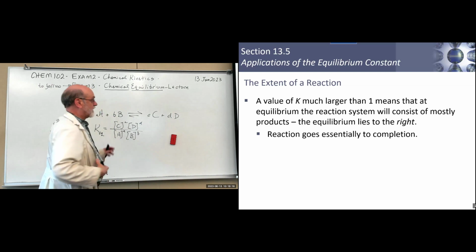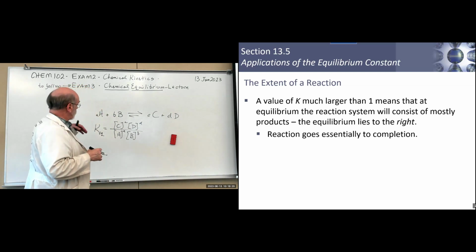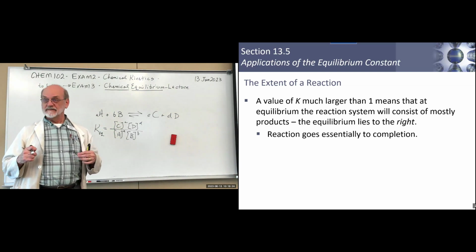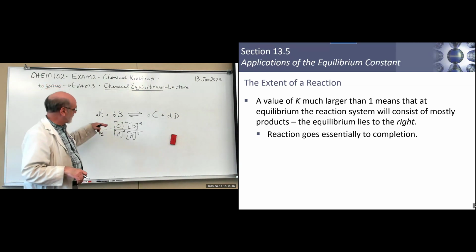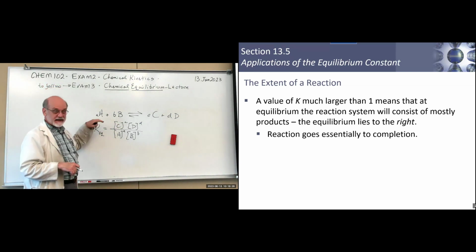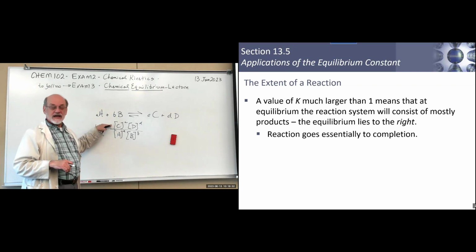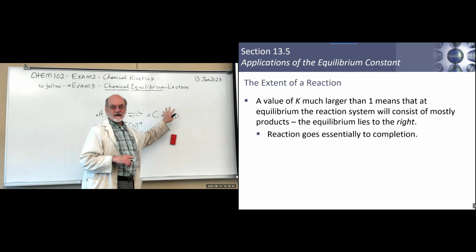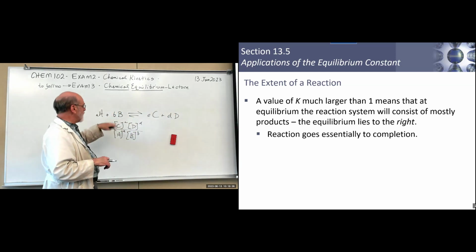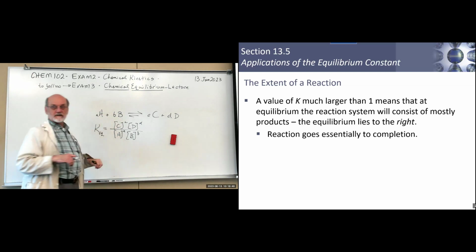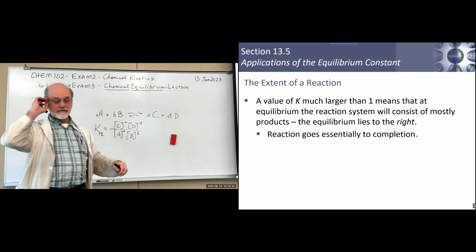Then what can we say about that if we know that the K is a very large number? A very large number means that the reaction favors, at equilibrium, products. Very large K means lots of product. Very small K means this is large and that's small. So that favors reactants. Right?